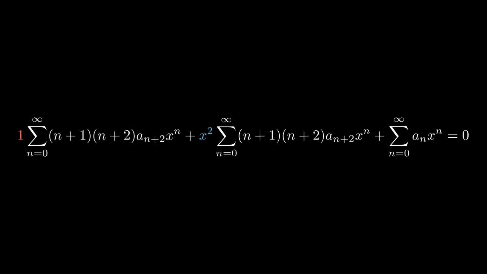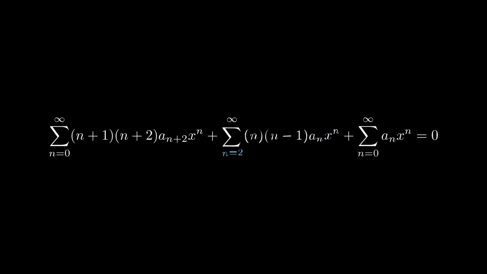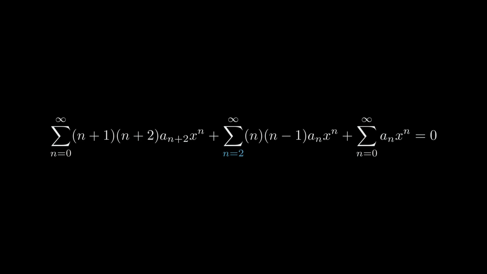From here, we can simplify and include our x squared in the power series by increasing the exponent of x raised to the n by 2. Following this, we use a change of variables in our middle power series, which raises the start index by 2 and makes all exponents of x across the series to be n.